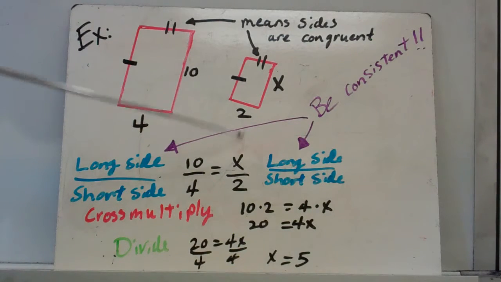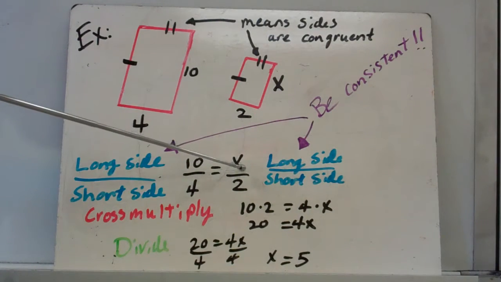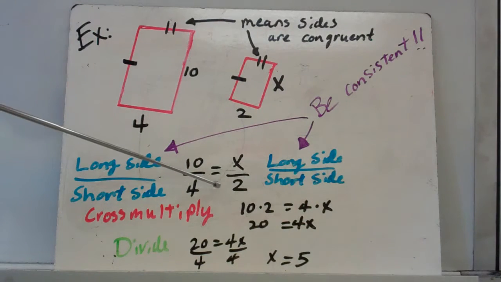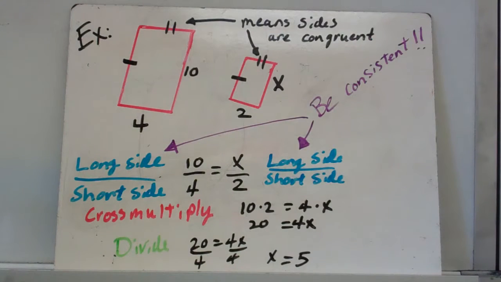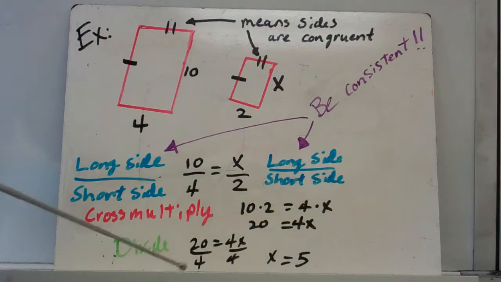So we're going to put our longer side over here, but we don't know what that is, so we're just going to put x over there. And we're going to put our short side on the bottom here. So then we're going to cross multiply 10 times 2 and 4 times x. 10 times 2 is 20. 4 times x is 4x.